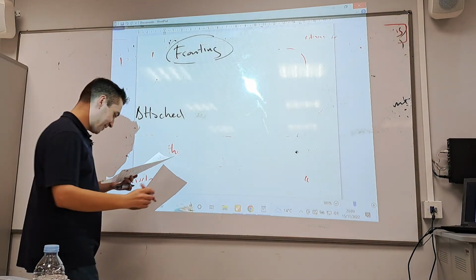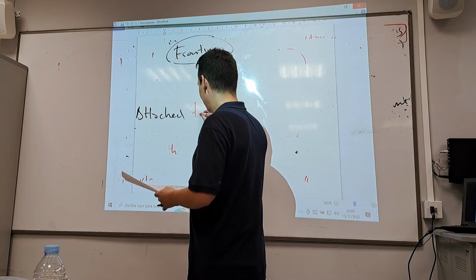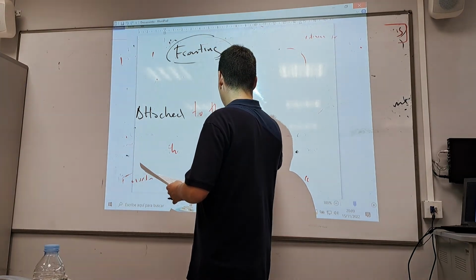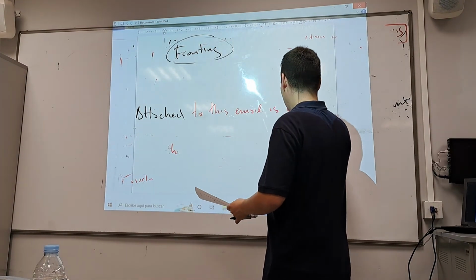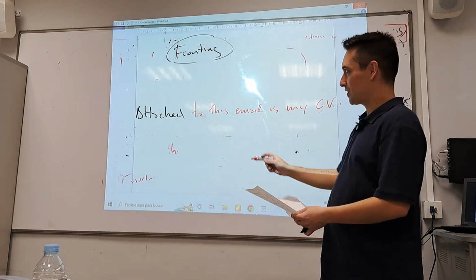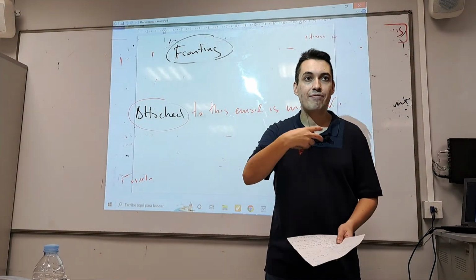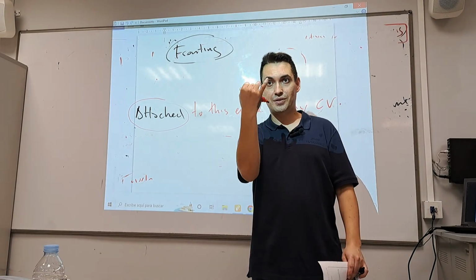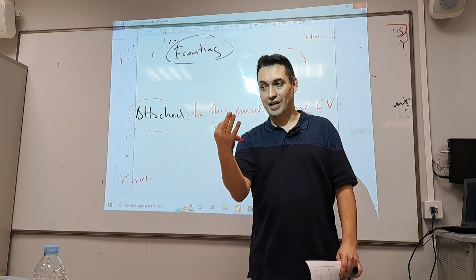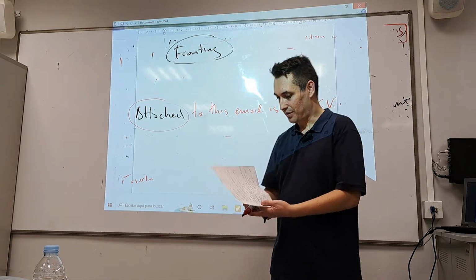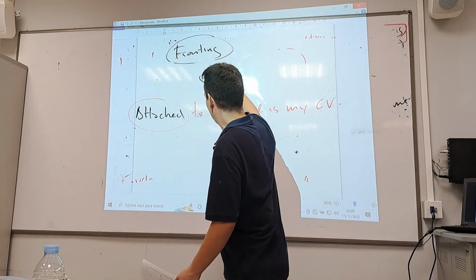Give it to us, Maria. Attached to this email is my CV. So this is fronting, starting with "attached." Instead of saying, "I have attached," subject, verb, "I have attached my CV to this email." I'll give you the regular one, yeah, the regular one.